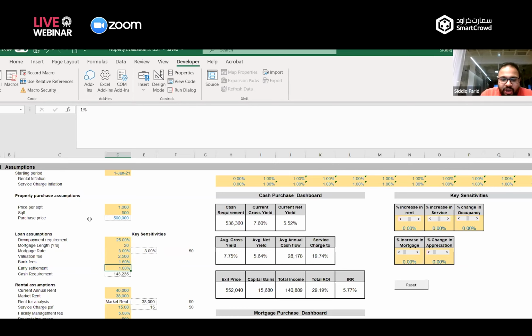You can play around with it. You can change it, whether it's not 1%, it's 0.5%, or it's 2%, whatever that is. You can play around with it, and the numbers will change.